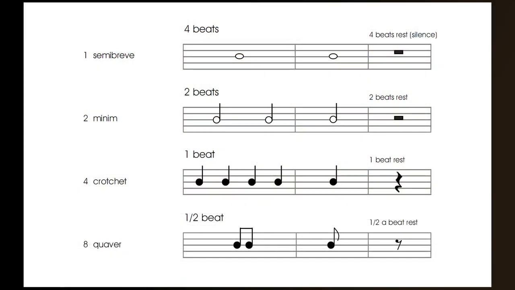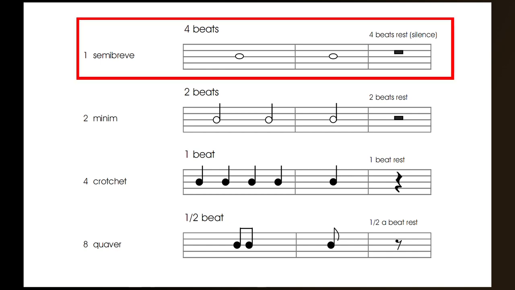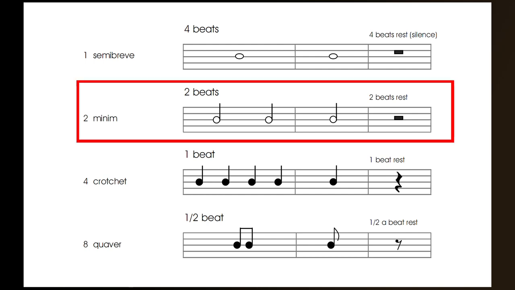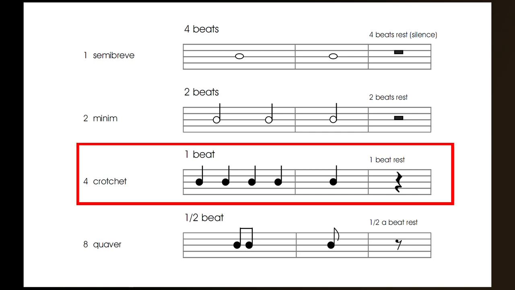Right, let's do a very quick summary of all the notes we've learnt so far. The first one we learnt was the semibreve, and it had a value of 4 beats, and the rest had a value of 4 beats as well, and its value was 1. Then we did the minim, which lasts for 2 beats, and the rest likewise, and this had a value of 2. And then we did the crotchet, which lasts for 1 beat, and the rest the same, and this had a value of 4.